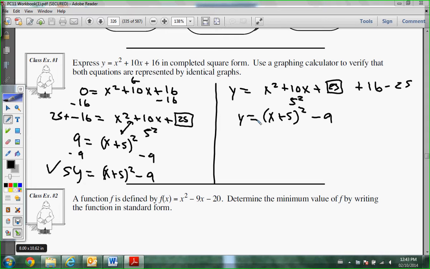Wait, how does 25 plus 16 minus 25 work? Say that again? So you're adding 25 plus 16 minus 25? Is that what you're saying? Well, this I factored. If you just break it up. Yeah, I factor this guy down. I keep that 25 in here. Yeah, I see what you're saying.